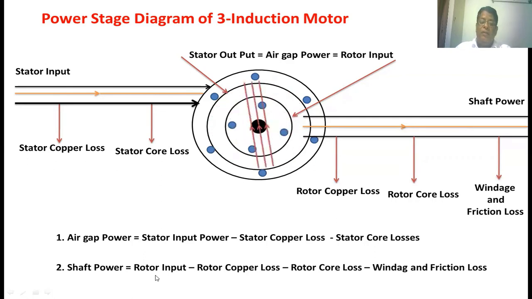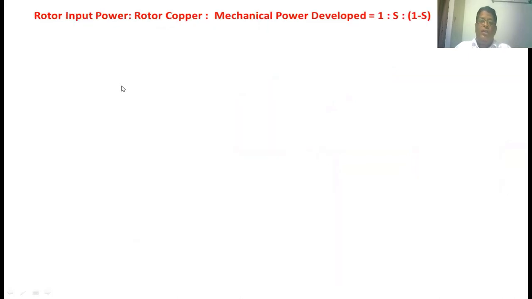In this manner, you can calculate the air gap power as well as the power which is available at the shaft. Now we are going to find out the relation between the rotor input, rotor copper loss, and gross mechanical power developed in an induction motor. See, this derivation is very important. The rotor input power, rotor copper loss, and mechanical power developed in an induction motor is equal to 1 is to S is to 1 minus S.